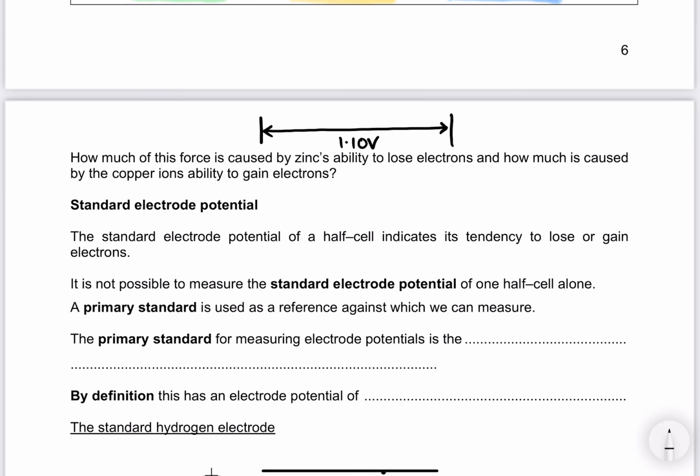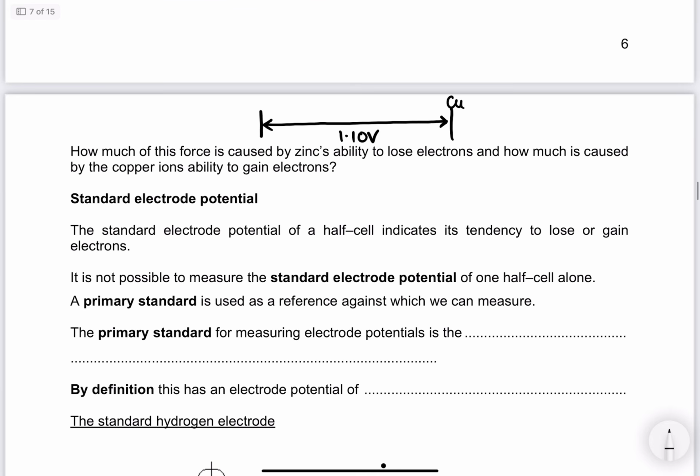How much of this difference is to do with copper's ability to pull electrons, and how much of it is to do with zinc's ability to push them? When you actually measure their standard electrode potential against hydrogen, you find that hydrogen is around about here. This is the zero. In fact, I'll put the zero at the bottom. This is the hydrogen, so H+ H2. This is the zero.